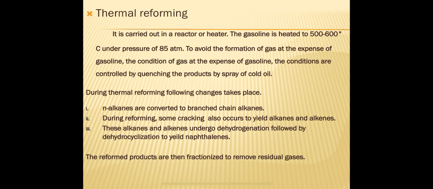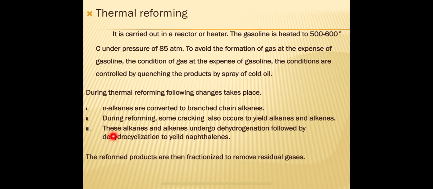As I said, n-alkanes are going to get converted into branched chain alkanes, and some cracking also occurs here. Cracking means, for example, n-hexane or n-decane can be converted into n-pentane, so that it will increase the volatility, and it will automatically get high anti-knocking properties.